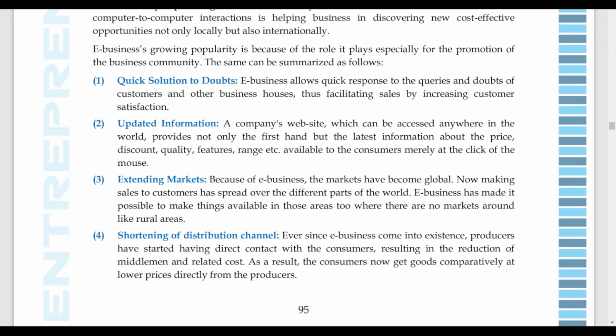Number 4. Shortening of distribution channel. Ever since e-business came into existence, producers have started having direct contact with the consumers, resulting in the reduction of middlemen and related cost. As a result, the consumers now get goods comparatively at lower prices directly from the producers.